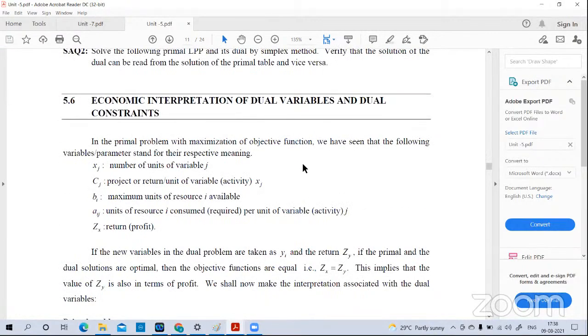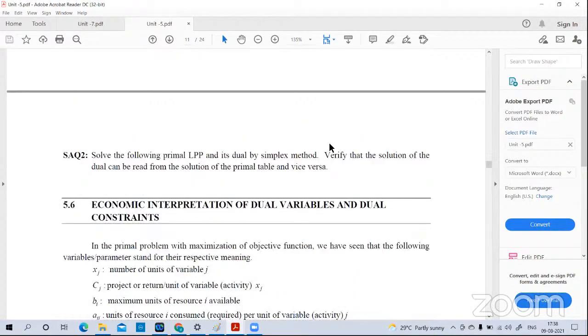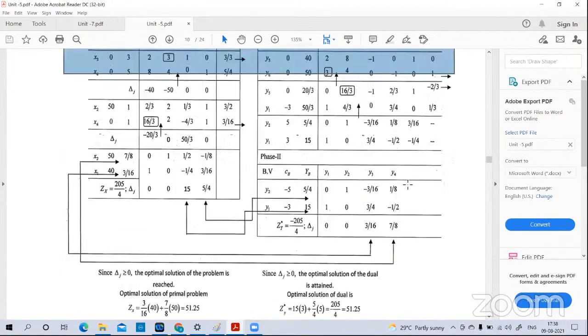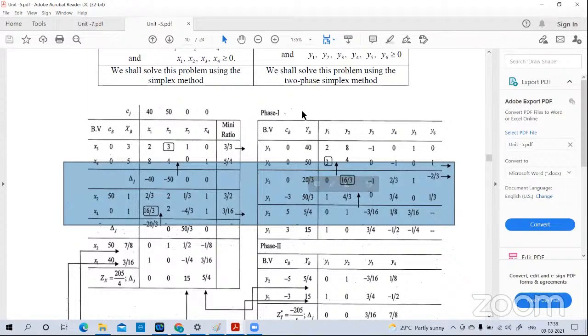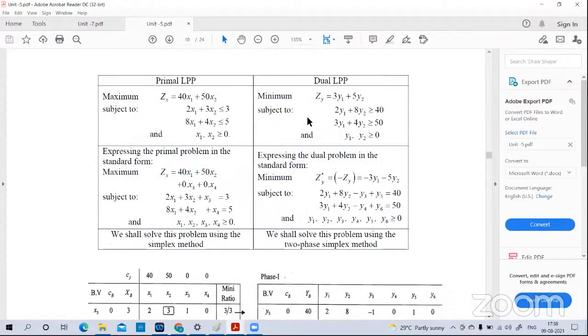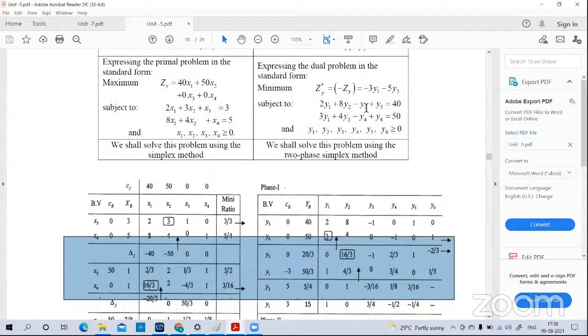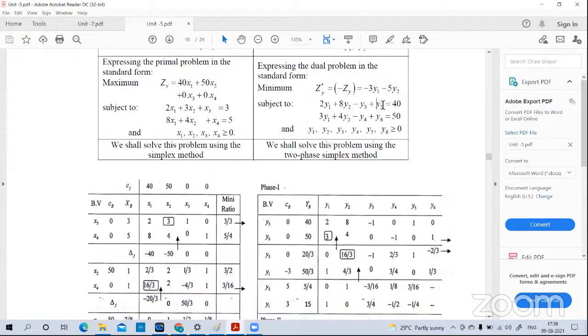Next, economic interpretations. Hello, sir. Sorry, in dual, he has applied for artificial variables also, he has introduced that. Yes, sir. So here for artificial variables also introduced. Instead of A, sir, instead of A1, he introduced the Y5, sir. Yes, sir. Y5, Y6. Oh, sir. Thanks, sir. Y5. Here Y6 are artificials. Thanks, sir. Thank you, sir.